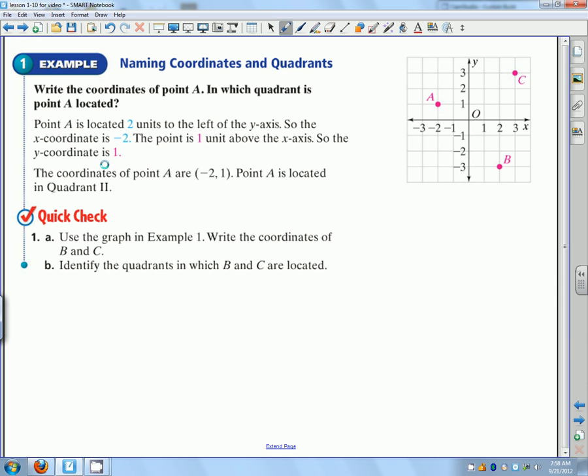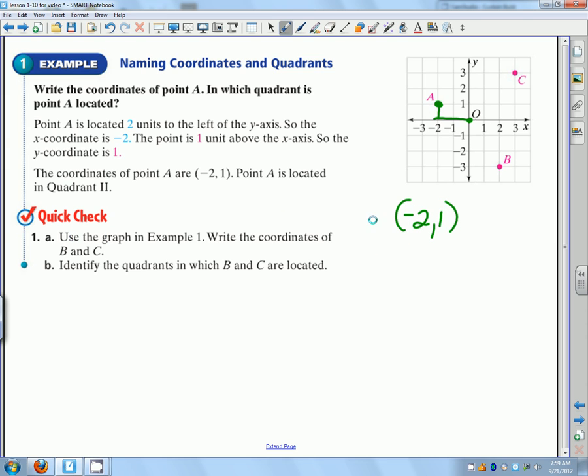All right, here's an example. Naming coordinates and quadrants. Write the coordinates of point A. In which quadrant is point A located? So I look over here at point A. I'm going to write the coordinates. So I start here at the origin, and I'm going to go to -2 on the x. So -2 is my first number, and then I go up 1 on the y, so +1. So it's -2, +1. Over and up is what I always say. Over and then up or down.